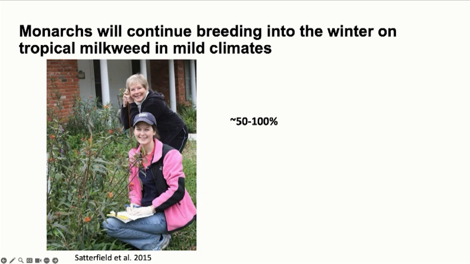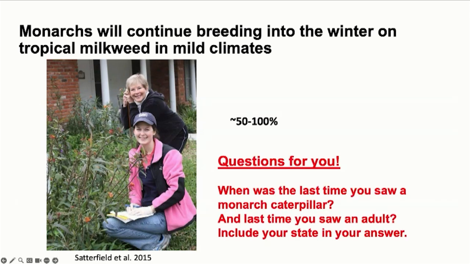She had also found that the infection rates at these sites were really high. So now I have a question for you. When was the last time you saw a monarch caterpillar on your milkweed? And when was the last time you saw an adult? The adult could be just flying around. It doesn't have to be on milkweed, but I'm really curious, when are you seeing the last of the caterpillars, and are you seeing adults? If you are comfortable, go ahead and include the state that you're in your answer, because again, I'm curious about the patterns that we're seeing this year in monarch reproduction. I will give you about 10 seconds to go ahead and answer those two questions.